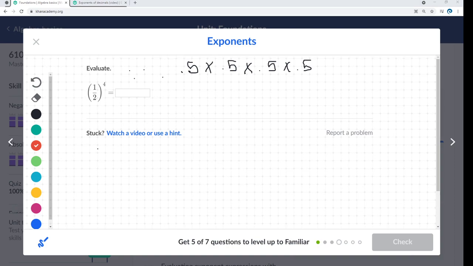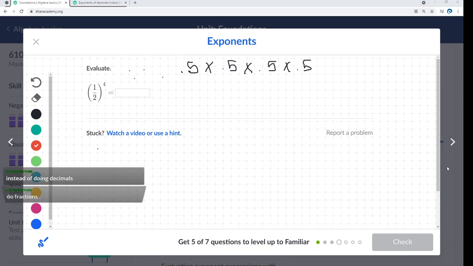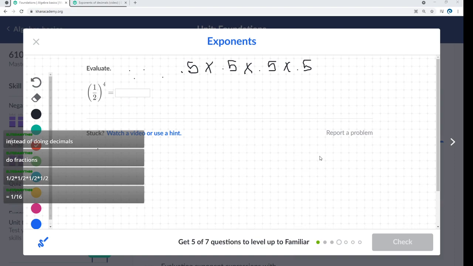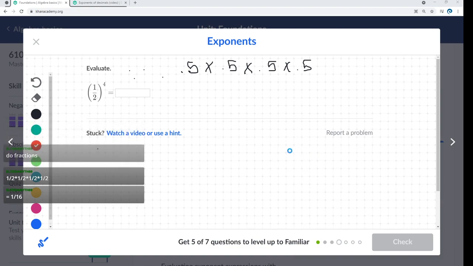So as chat has pointed out, I started off wrong. Instead of doing decimals, do fractions. How is that easier? 1/16.